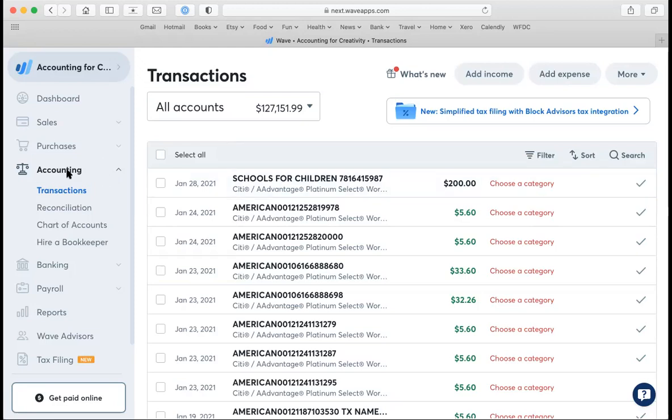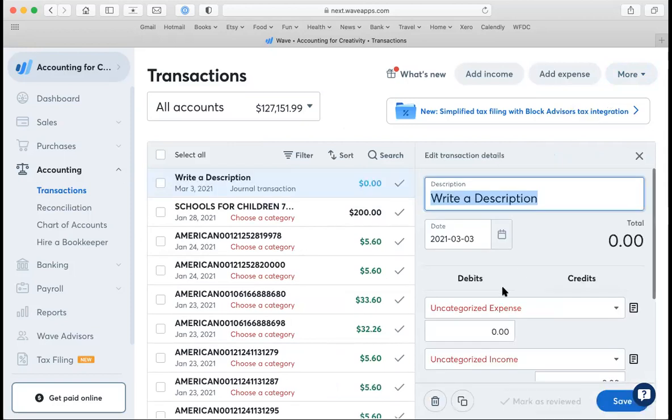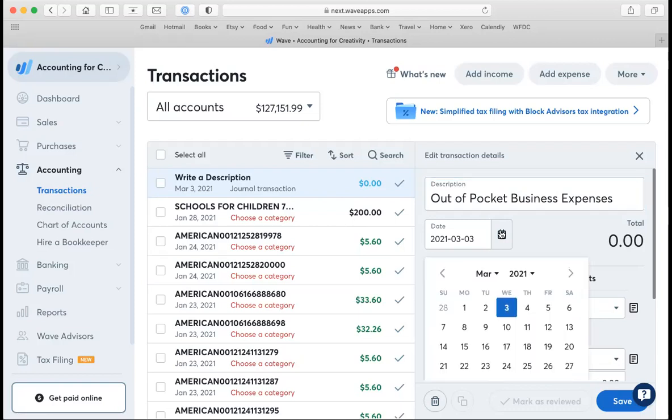The first thing I do is go to Accounting and then Transactions, and then I see my ledger here for all of my accounts. And I go into Add Journal Transaction and it pops up a debit and credit ledger here. Basically, I'm going to say these are out-of-pocket business expenses. And this could also be anything related to cash, or anything that doesn't create bank activity that might come through your feed.